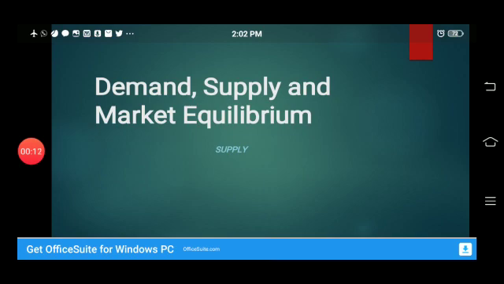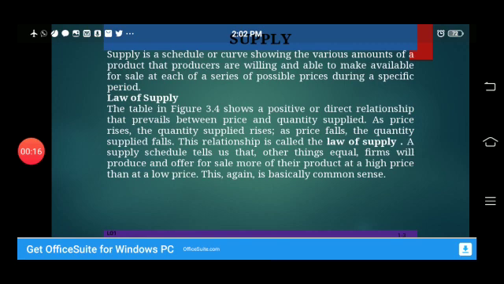The chapter is Demand, Supply and Market Equilibrium, in which we will discuss supply in detail. First of all, we need to know what is supply. Supply is a schedule or a curve showing various amounts of product that a producer is willing and able to make available for sale at each series of possible prices. It means that the producer is willing and able to sell at a particular price. That is known as supply.